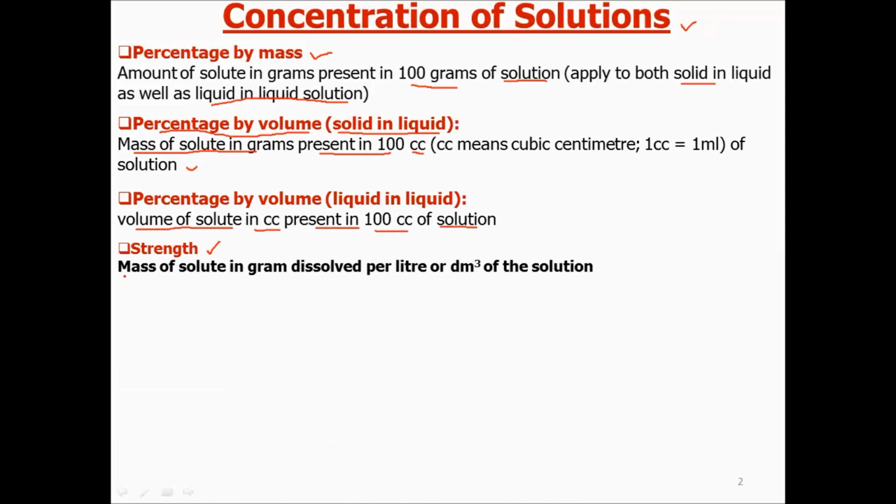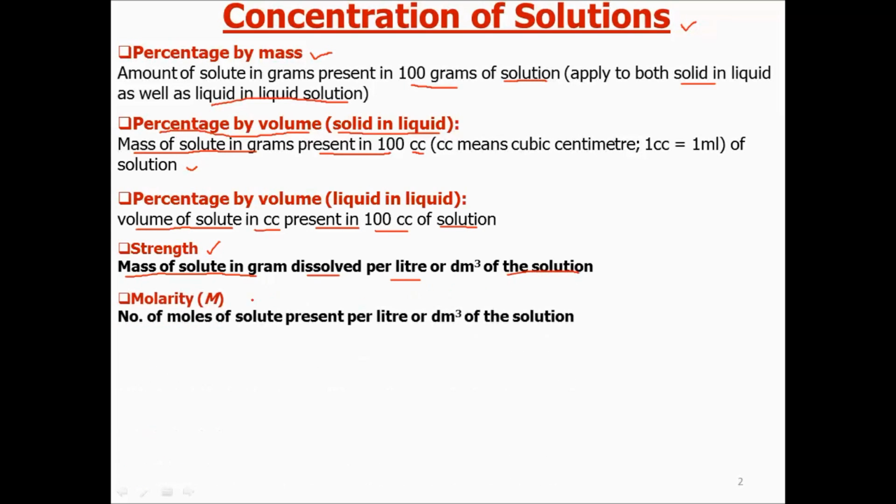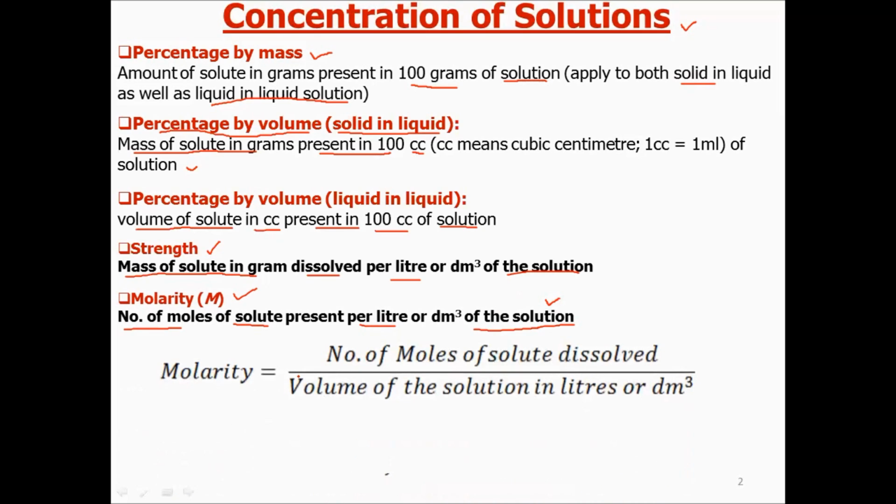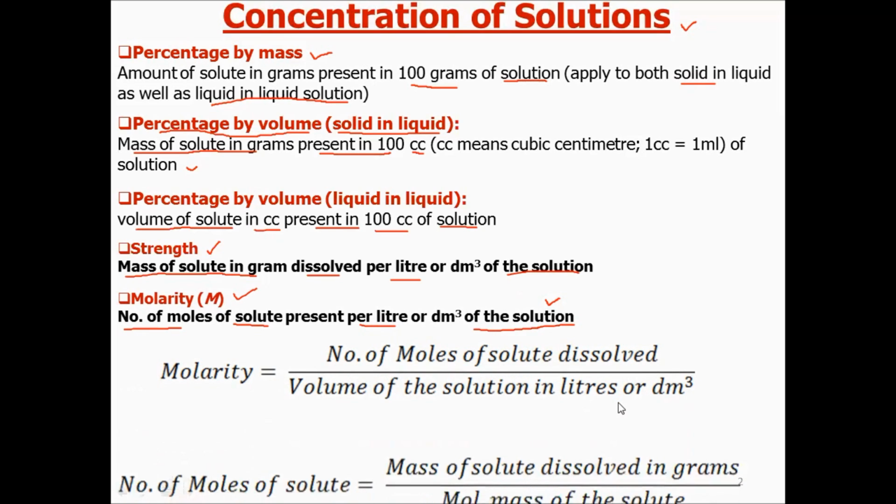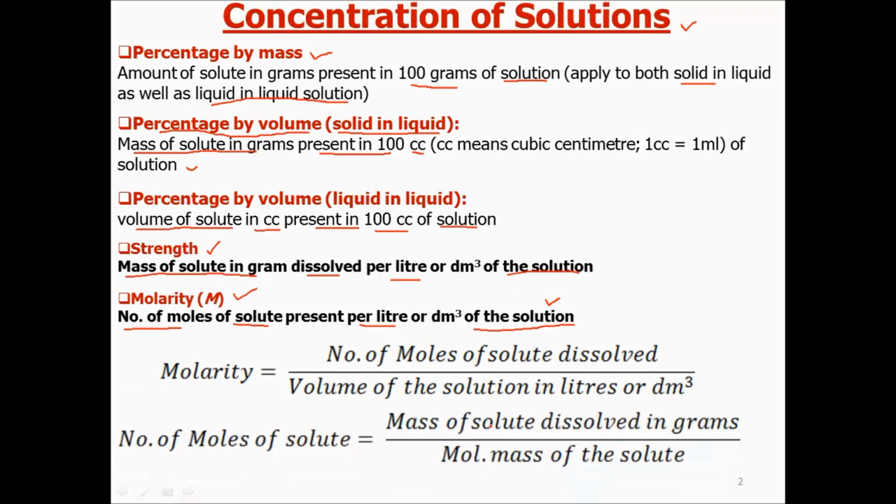Next is strength. Strength is the mass of solute in grams dissolved per liter of the solution. Next is molarity. Molarity is given by the number of moles of solute present per liter of the solution. So please make sure that in all the methods we are talking per solution. Mathematically, molarity is given by the number of moles of solute dissolved divided by the volume of the solution in liters, and the number of moles is given by the formula mass of solute dissolved divided by the molecular mass of the solute.